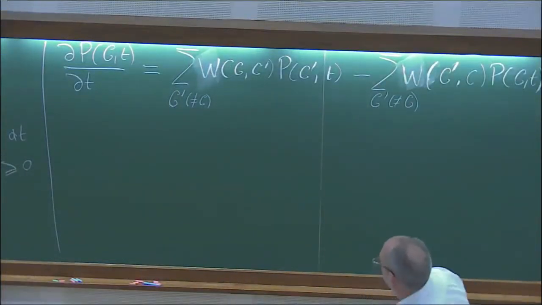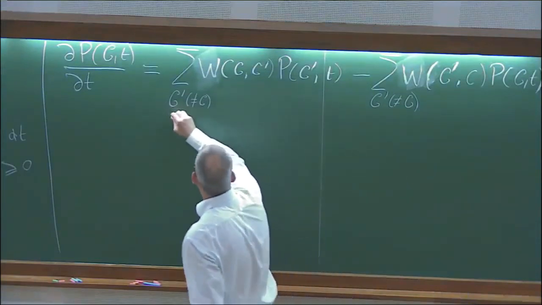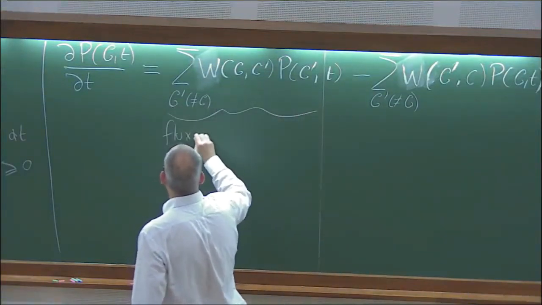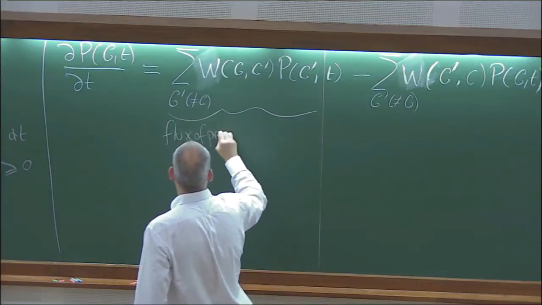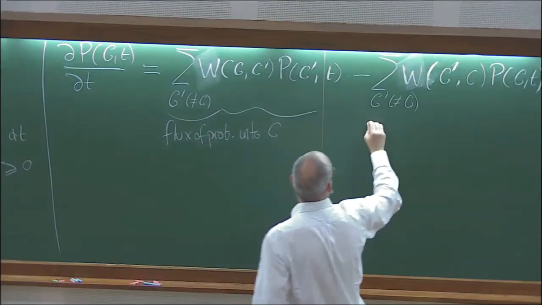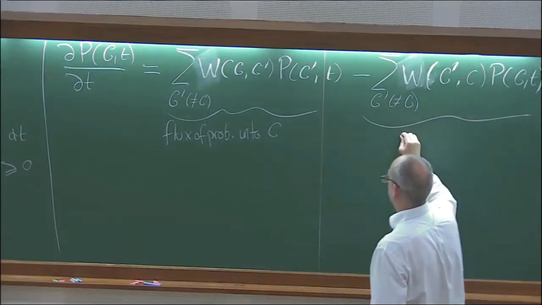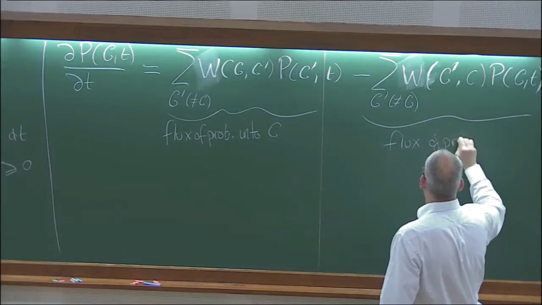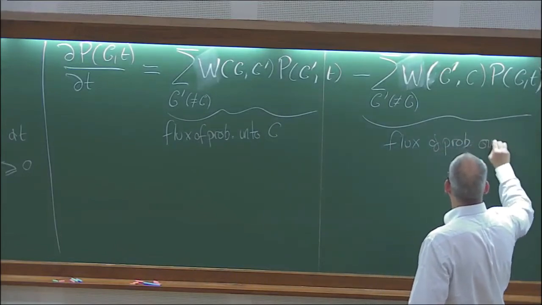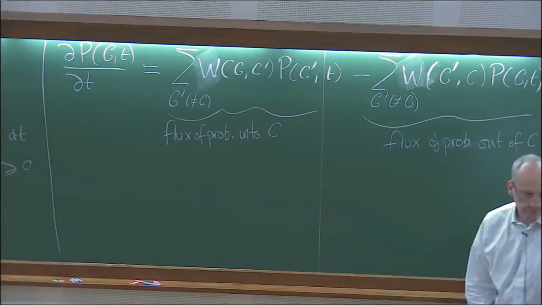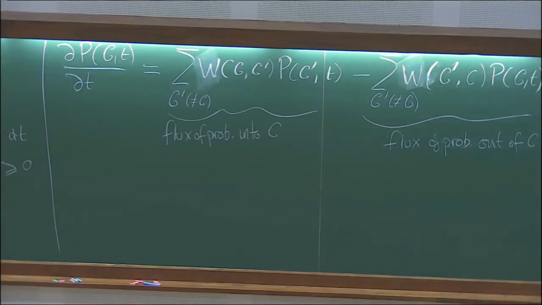Okay, so that's the basic equation. As I said, this is the flux of probability into C. This term gives the flux of probability out of C to all the other configurations. So that's a simple enough equation.